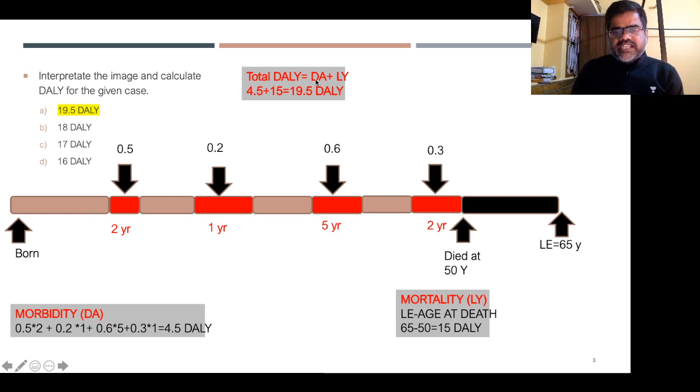The disability adjustment accounts for morbidity, and the life years lost accounts for mortality. The life years lost is 15 DALYs, and the disability adjustment is just those red bars where the person was sick and not able to perform his major activities. Every period you have to give a disability weight, which is between 0 and 1. So this is the way you calculate your DALY.